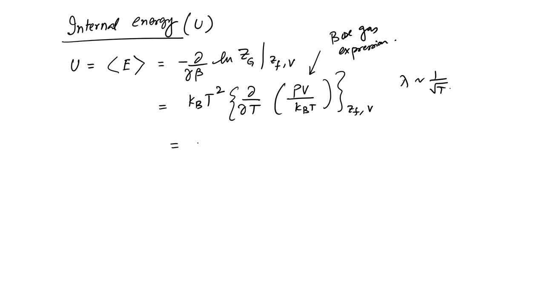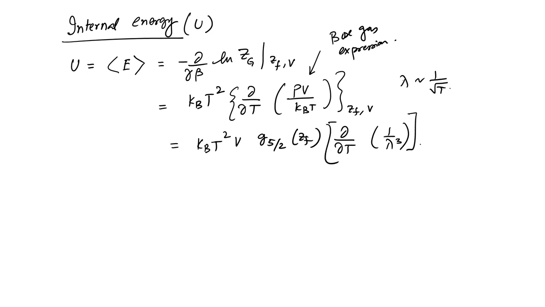Okay, and so this is equal to KT squared. It will be clear in the next line itself. This is V and g 5/2 of Zf and a del/del T of 1 over lambda cubed, at Zf and V, and let me write it with a square bracket here. Okay, so this is simple, and now we just need to calculate this thing. So it is 3/2 KT, just del/del T of T to the power 3/2. So that 3/2 comes here, and we have V by lambda cubed, and then we have g 5/2 of Zf.